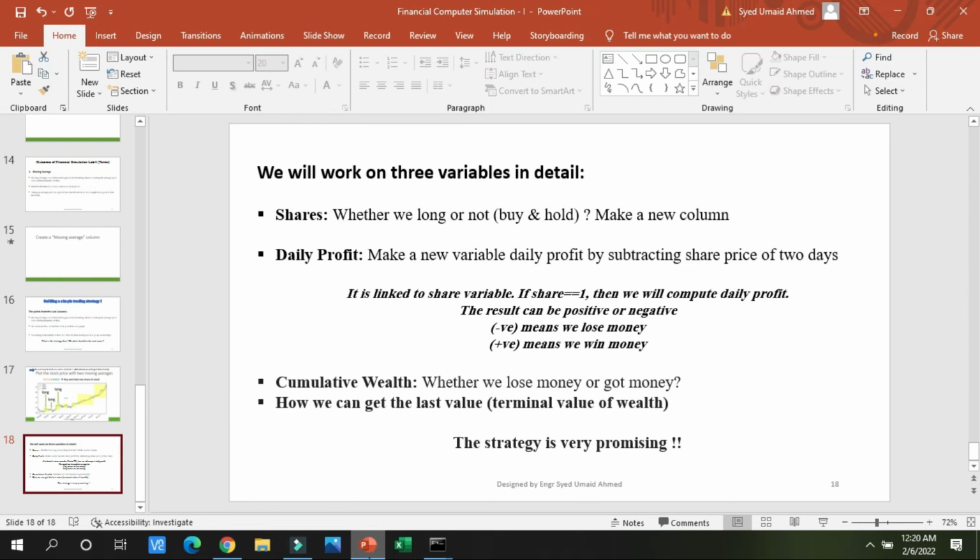This strategy is very promising, and this will motivate you to go towards further lectures of Python and financial analysis in the Mathematics Department, University of Karachi. Thank you so much.